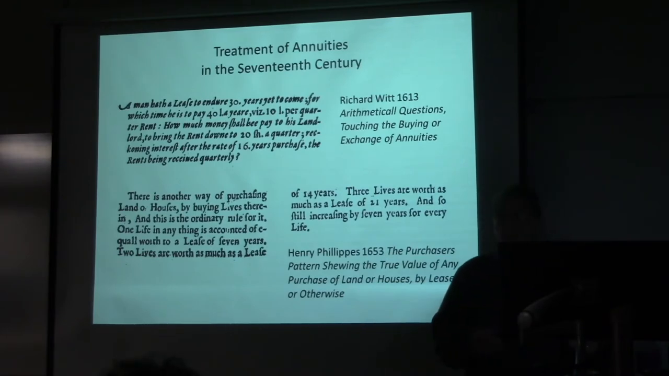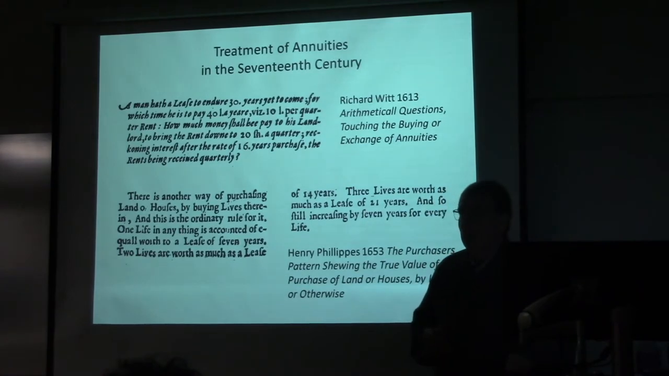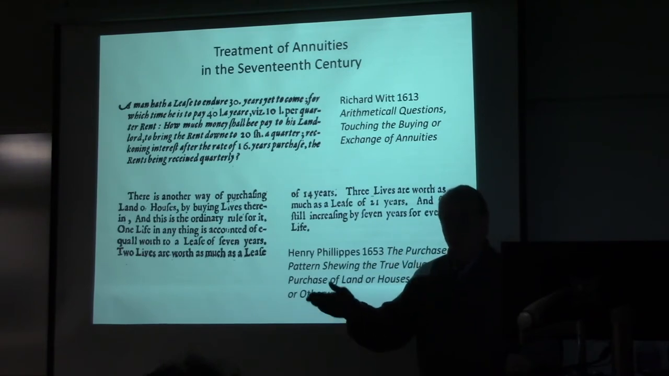Could you rent for just one life, or did it have to be for three? You could, but that might be seen as too risky. Leases on three lives were seen as a way to keep the property in the family almost forever, because if it's on three lives, if one person goes, you can always find somebody else to come in.